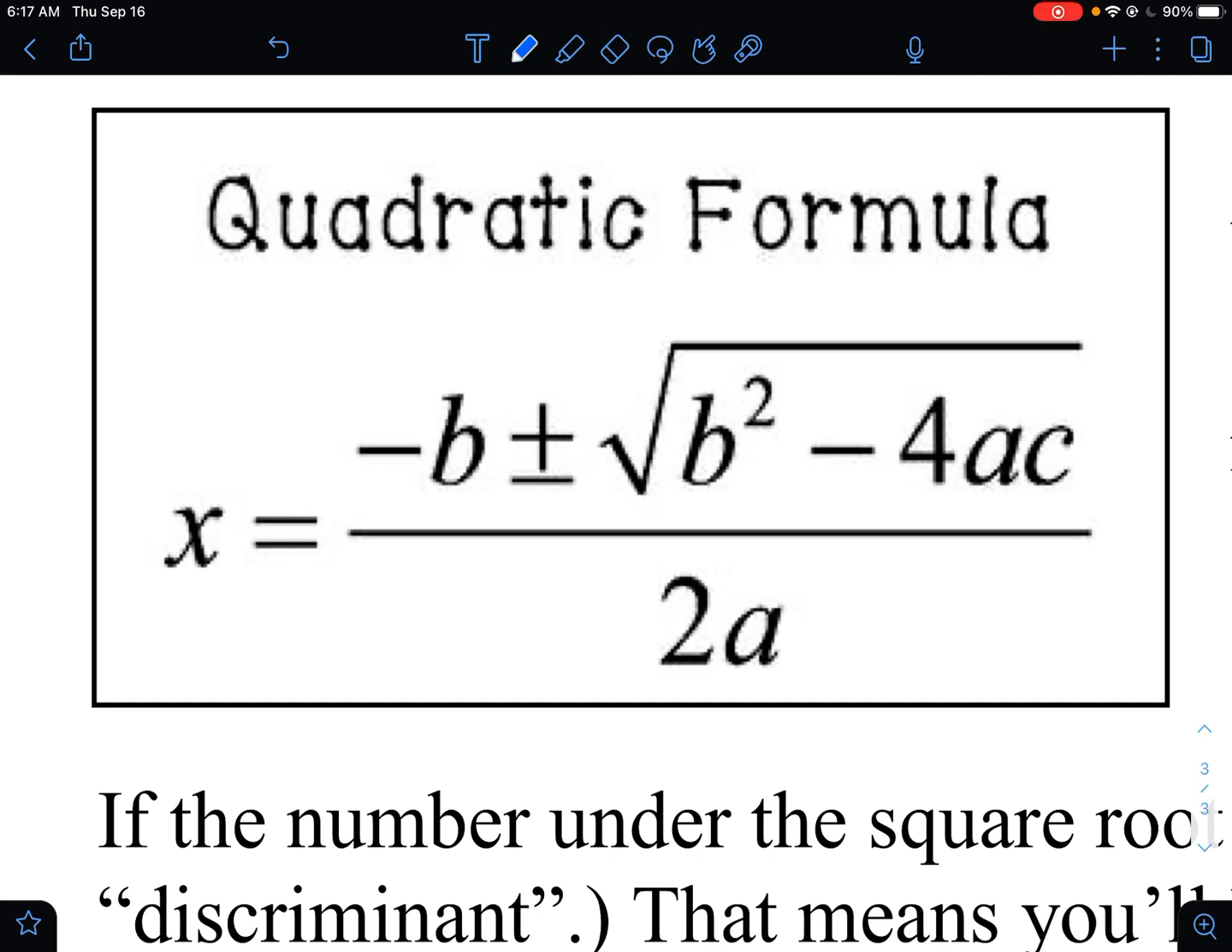And the convenient thing about the quadratic formula is it works for every quadratic. It's very convenient. So you remember all that factoring stuff we did and all that completing the square stuff we did? Yeah, it does all that.